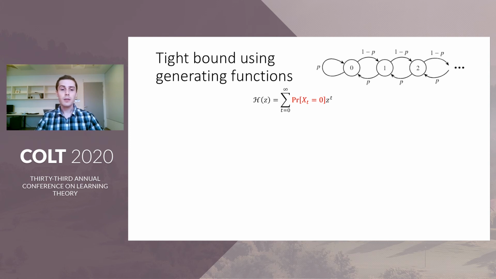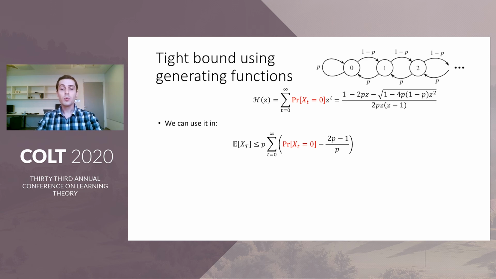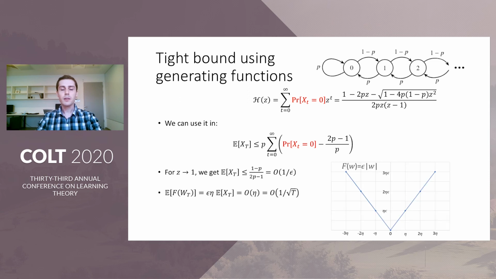What can work is actually a generating function on the probability at any time to be at 0, because we can bound the location by using that generating function minus an expression which depends on the probability to go up or down. And this generating function has an explicit term which we can then use to bound our location and to get the desired bound on the function that we set out to prove.